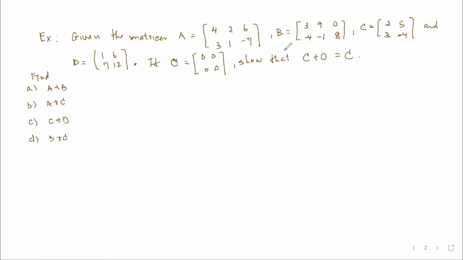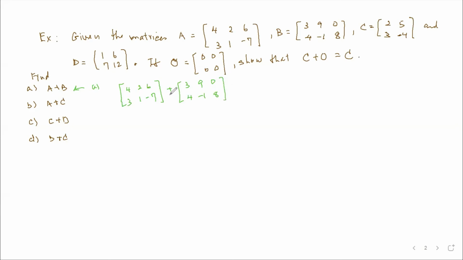Take a look at this. Now you want to do question A here. How? You just write A, B, C like a previous example. So you write this one, matrix A, maybe do this way. A plus B, then you have A is what? 4, 2, 6, 3, 1, negative 7. And then plus matrix B. Matrix B, this one, right? So we have 3, 4, 9, -1, 0, 8.